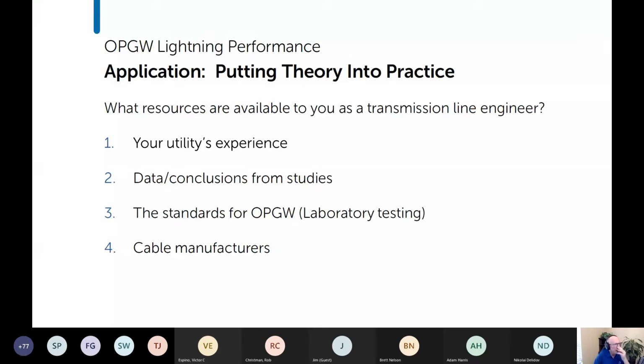And I said that this presentation is intended to be practical for transmission line designers. So if you're a transmission line designer and you're concerned about lightning at your utility, what have you got available to work with? Well, you've got 4 resources available to you. There's your utility's experience, there's studies, there's the standards for OPGW, and in particular, the laboratory testing that's incorporated in those standards. And then you've got the cable manufacturers themselves, and we're going to talk about each.